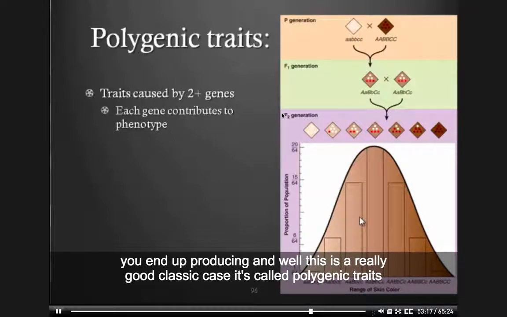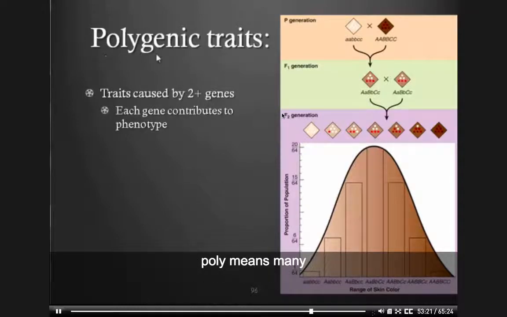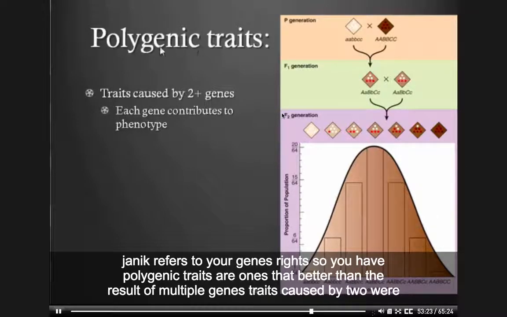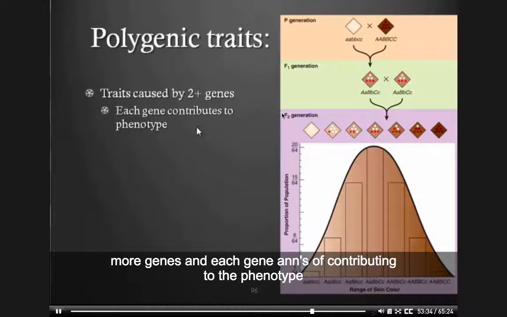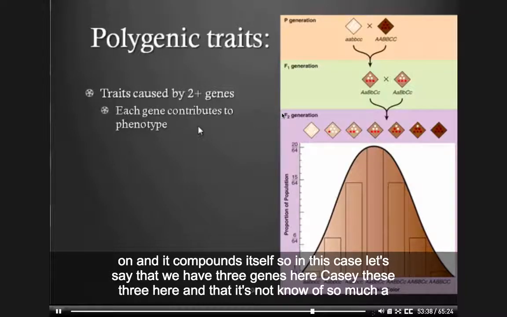Well, this is a really good classic case. It's called polygenic traits. Poly means many. Genic refers to your genes, right? So polygenic traits are ones that are the result of multiple genes. Traits caused by two or more genes. And each gene ends up contributing to the phenotype, and it compounds itself. So in this case, let's say that we have 3 genes here. Okay, see these 3 here?